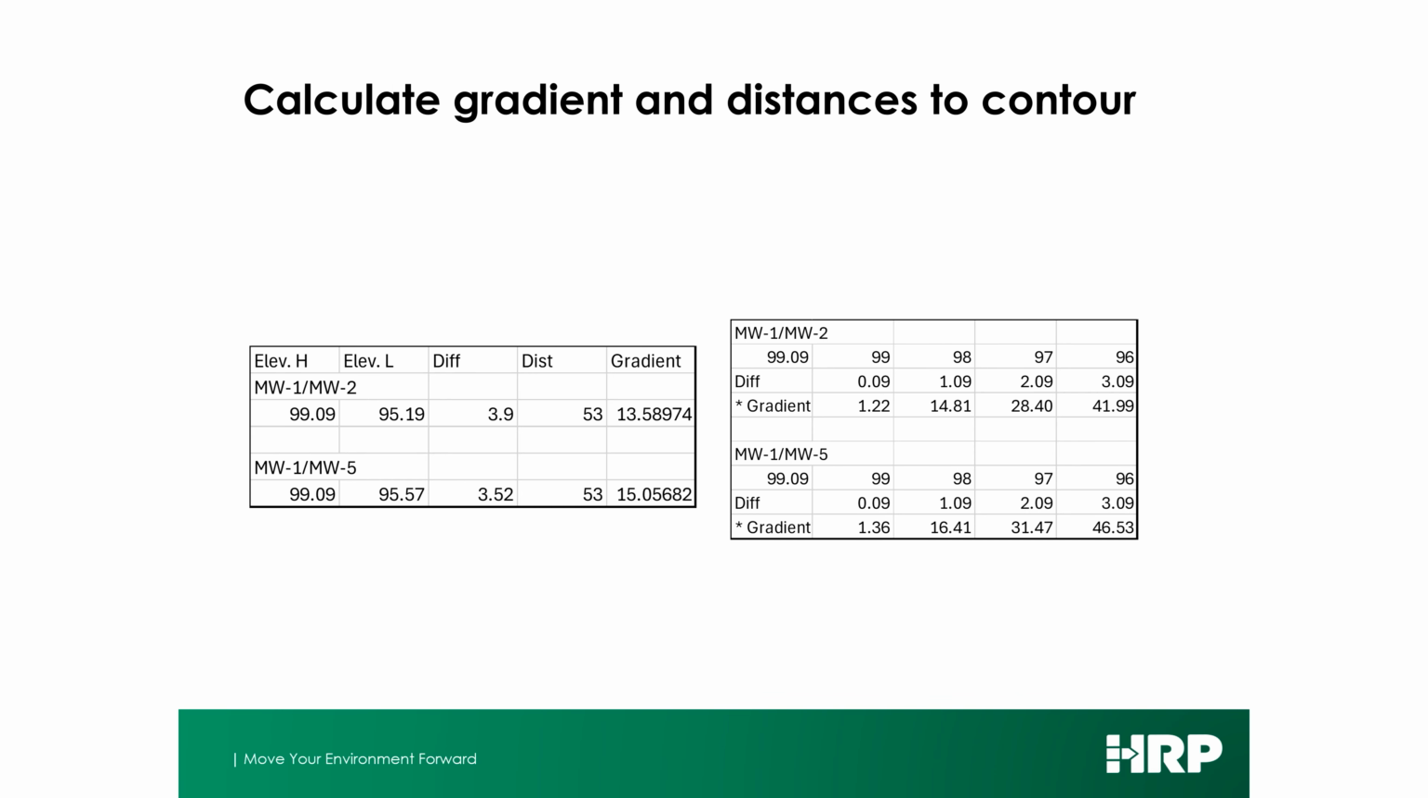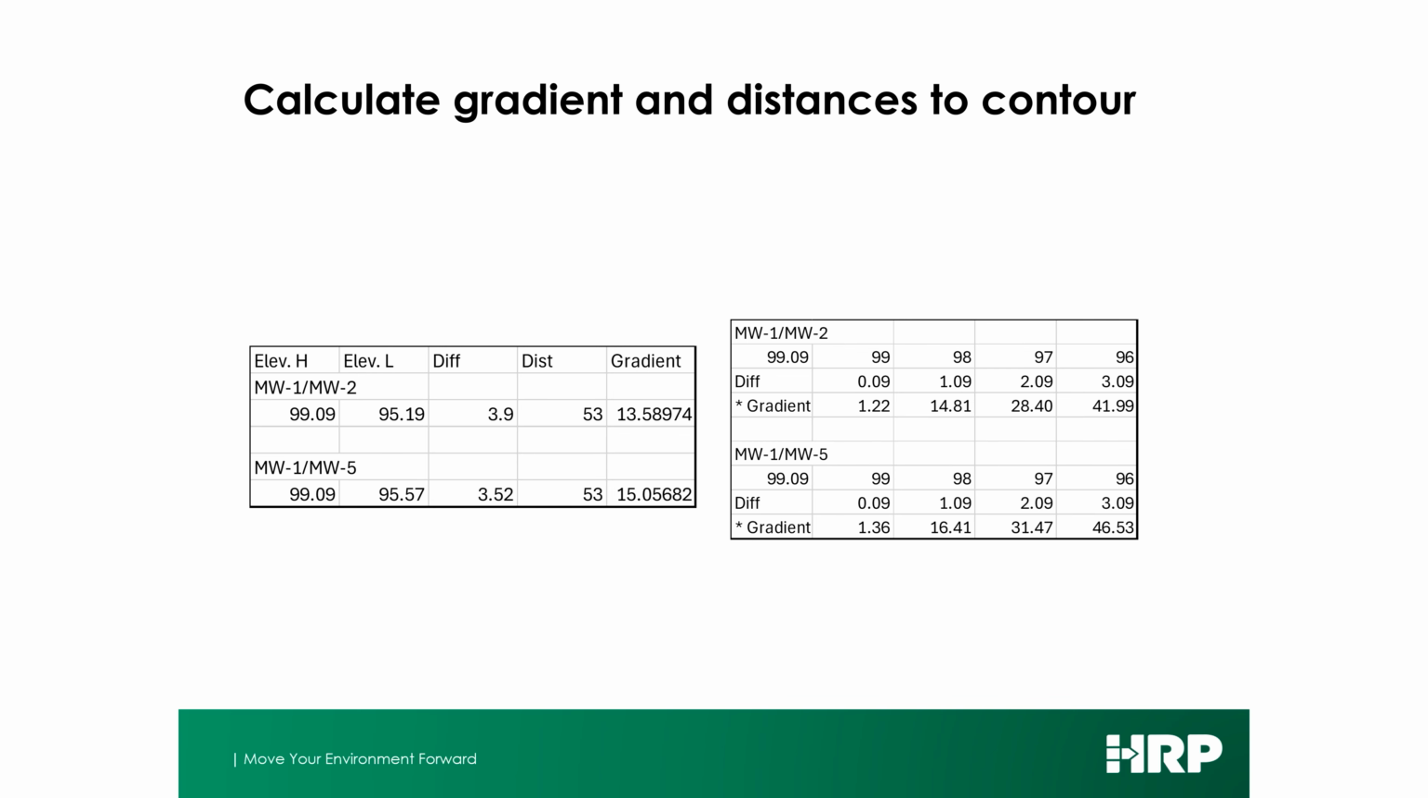Now here's the big calculations, right? So on the left, you'll see elevation high, elevation low. That's between MW1 and 2, and then on the bottom of that is between MW1 and MW5. And you get the differential in feet. So there's 3.9 and 3.52 are the head differentials between the monitoring wells. For MW1, it drops 3.9 feet to MW2.